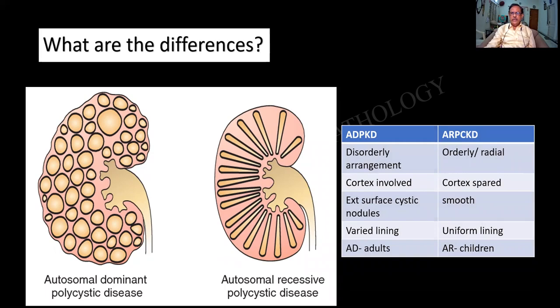And what are the differences? Here there is a disorderly arrangement. Here it is fairly orderly. Cortex is involved. Here a thin rim of cortex is usually uninvolved. External surface shows cystic nodules. Here it is smooth. And there is a varied lining in this because all the ducts, the collecting duct, the descending, etc. will be involved. Therefore, different types of epithelial lining will be there. Here it is uniform. Autosomal dominant occurs in adults, recessive in children. So these are the differences. Again, I say go back to RATS, go back to your text.